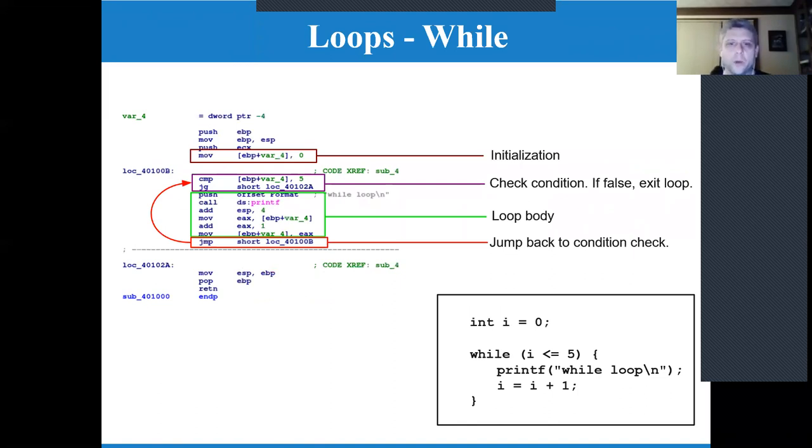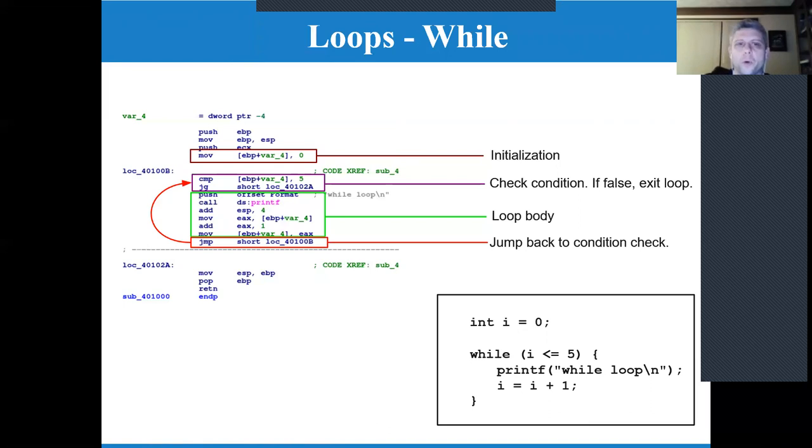The loop that we're dealing with here is in the bottom right corner. It's basically just a very simple while loop that goes through five times. It starts with int i at zero, then goes through and increments i by one, printing out while loop as it goes through. And you can see in the assembler right here where all those pieces are. We have the initialization up here where it's moving zero into var four.